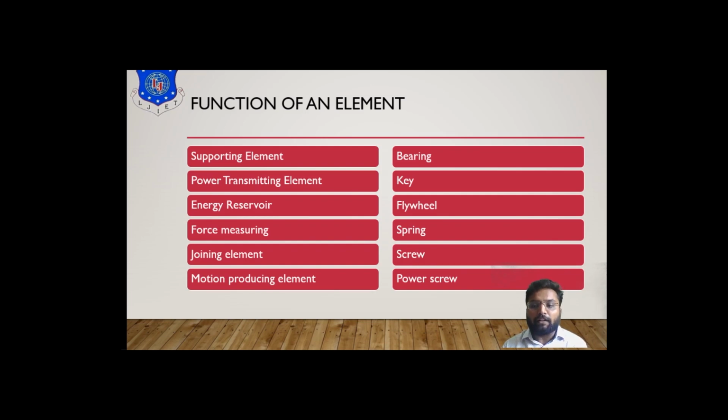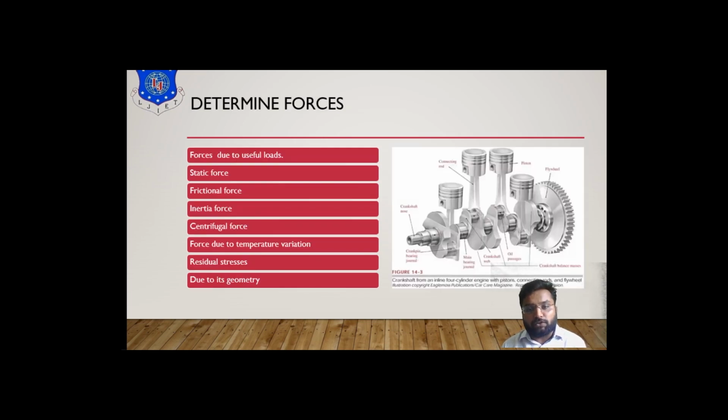Now, the next thing is determination of the forces. These forces are determined depending on what kind of machine we are going to design. If I am designing a connecting rod, then the different forces could be bending stress, compressive stress, direct stress and shear stress. Force due to useful load, and there are multiple forces like static force, frictional force, inertia force, centrifugal force, force due to temperature variation, residual stress, or stress due to its geometry. So these are the different forces which we can consider.